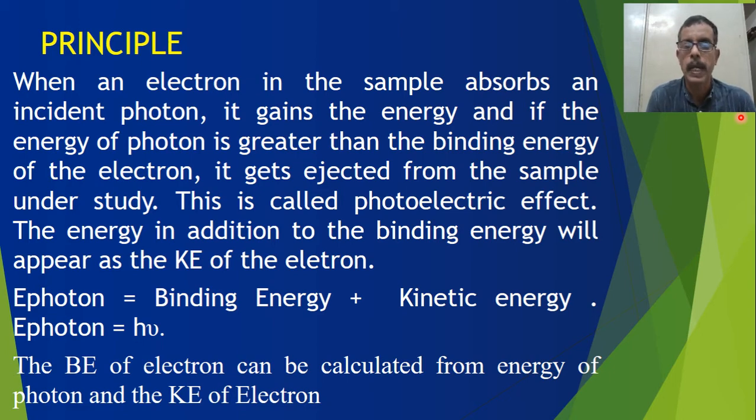Therefore, the total energy of the photon will be equal to the binding energy of the electron plus the kinetic energy of the electron. From this equation, it is possible to calculate the binding energy of the electron, and the energy of the photon is given by h nu, where nu is the frequency of the photon.